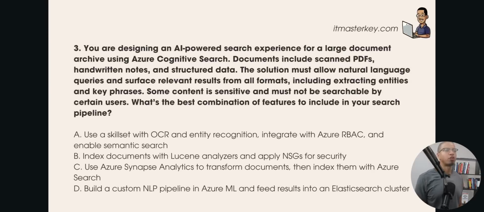You're designing an AI-powered search experience for a large document archive using Azure Cognitive Search. Documents include scanned PDFs, handwritten notes, and structured data. The solution must allow natural language queries and surface relevant results from all formats, including extracting entities and key phrases. Some content is sensitive and must be searchable only by certain users. What's the best combination of features to include in your search pipeline? 3, 2, 1.